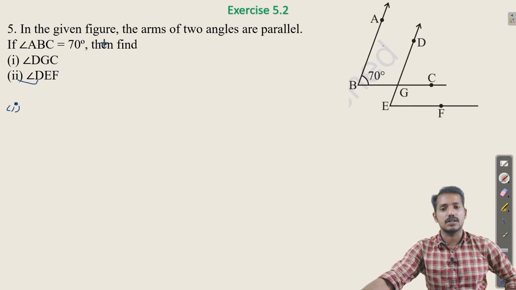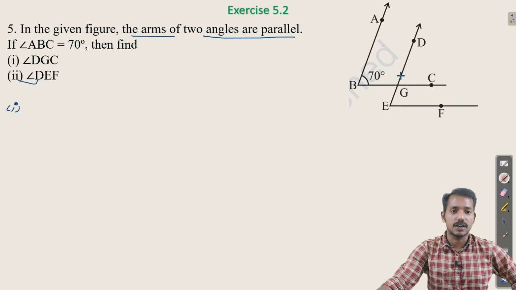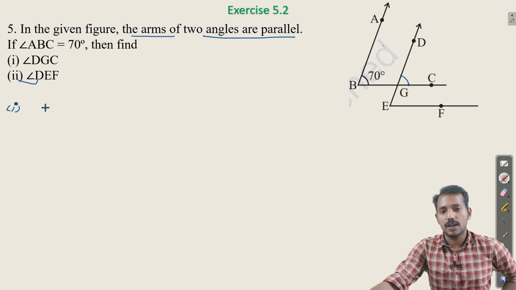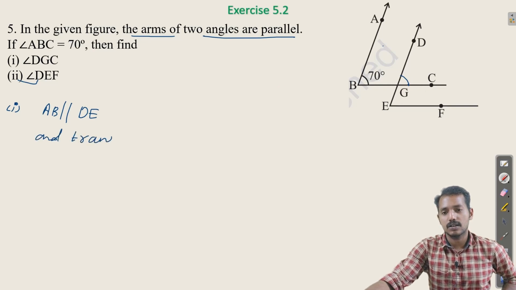Option 2 you can try yourself. Here the arms of two angles are parallel. These two arms are parallel. If angle ABC is equal to 70 degrees, find DGC. DGC we have to find. So here we have AB parallel to DE because the arms are parallel, and BC is a transversal.